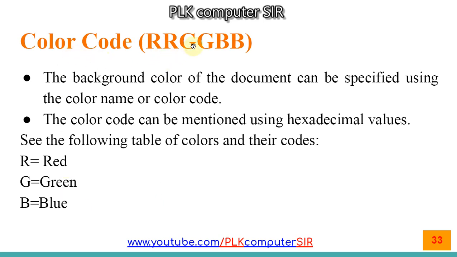Color code RGBColor. The background color of the document can be specified using the color name or color code. So by color name also, or color code. The color code will be in the form of RGB color. R for red, G for green, B for blue. The color code can be mentioned using hexadecimal values. In hexadecimal, the smallest number is 0 and the biggest number is F.